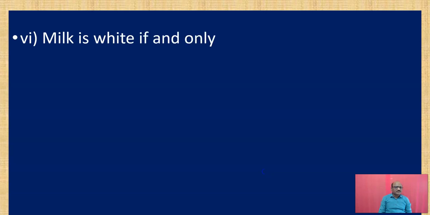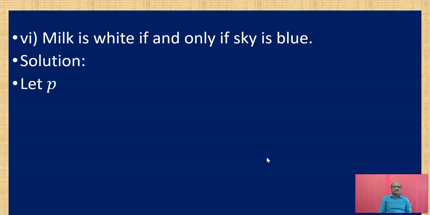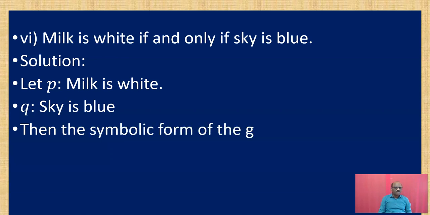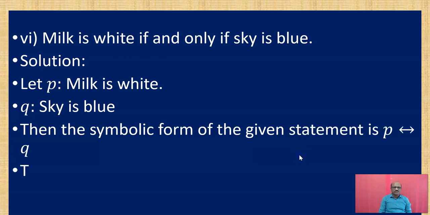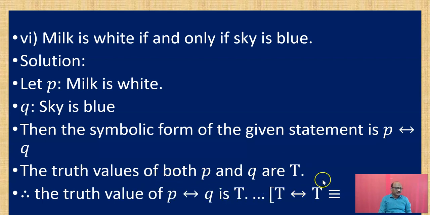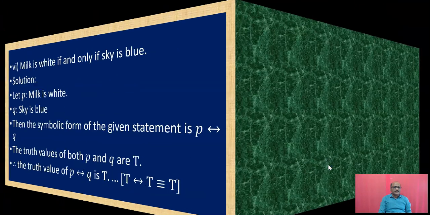Okay, now the next is: milk is white if and only if sky is blue. Let P be the milk is white, Q be sky is blue. Then the symbolic form of the given statement is P double implication Q. Now the truth values of both statements are T, and therefore the truth value of P double implication Q is also T.